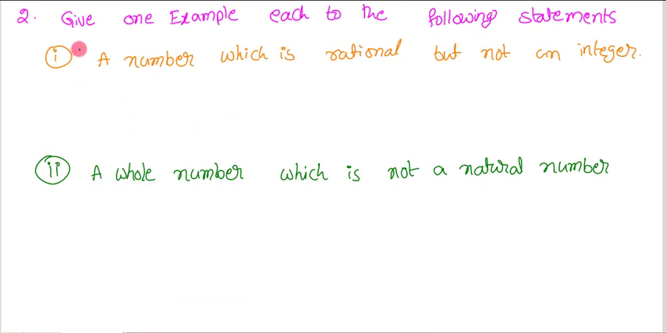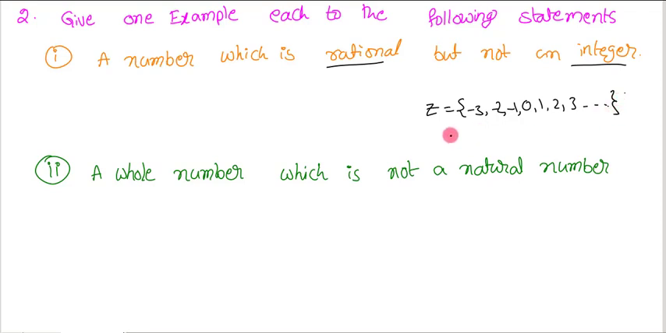In the next question, second bit, they ask us to give one example for each of the following statements. What is the first one? They are asking us to give an example of a rational number which is not an integer. And we all know that integers means 0 together with positive numbers, and the negatives of natural numbers: -1, -2, -3. These all together form the integers.